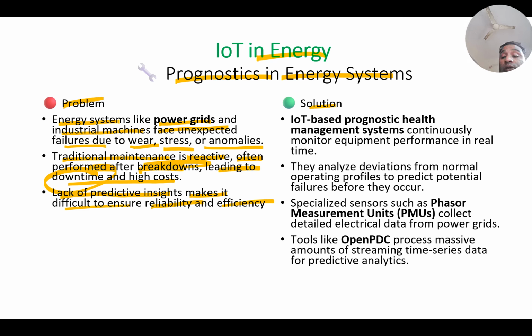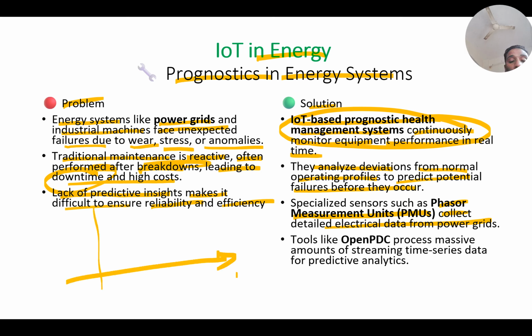So what is the solution? An IoT based prognostic management system which continuously monitors equipment performance in real time. While continuously monitoring, it analyzes the deviations from the normal operating profiles to predict potential failures before they occur. For that, I will explain with an example. We have a phasor measurement unit which collects the electrical data from the power grid.